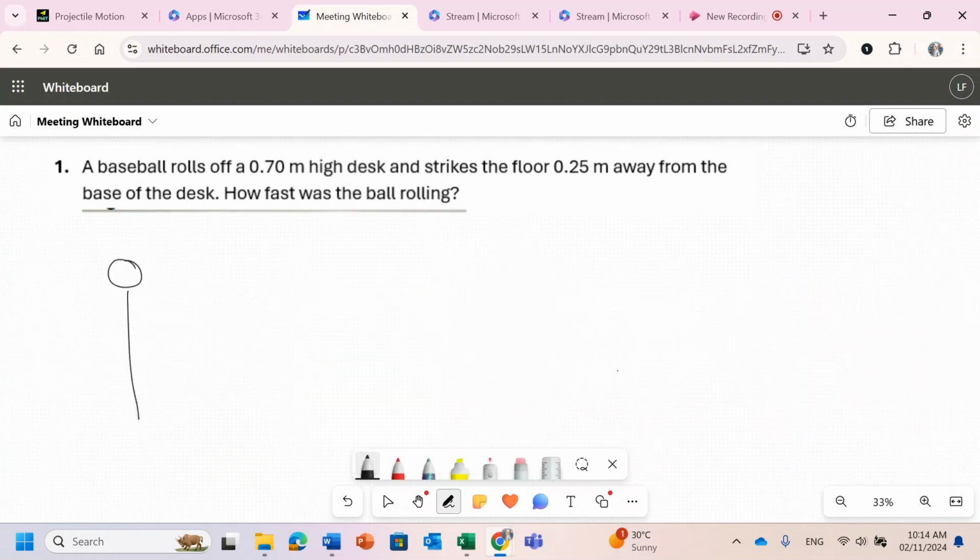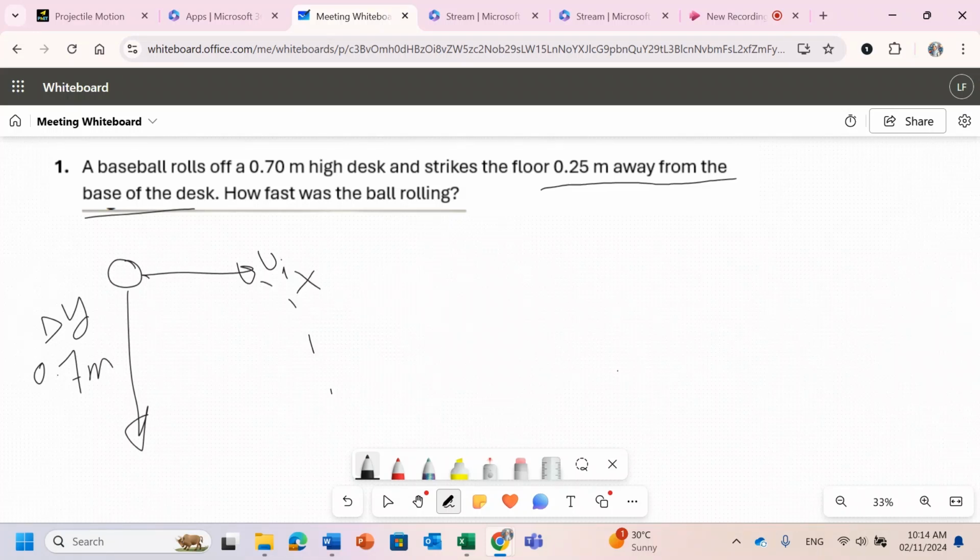The height is 0.7, always delta y, and it strikes the floor 0.25 meter away from the base of the desk. So it will go with initial speed in x direction, and then it will hit the ground. When it lands here, the horizontal distance delta x is 0.25 meter.